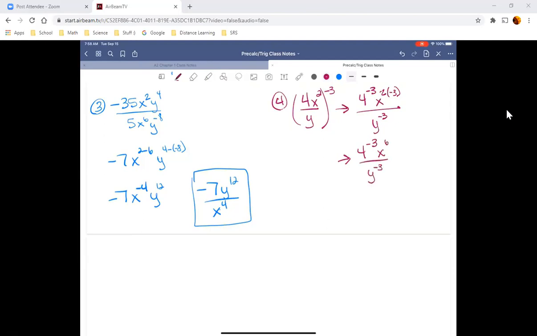Hey, Fitch. Why did you make the 2 negative? I have no idea why I made the 2 negative. That's not negative, is it? So we still have a -6 then, don't we? Yeah.